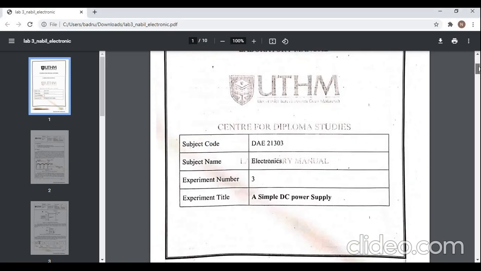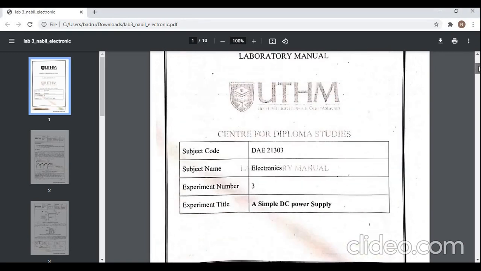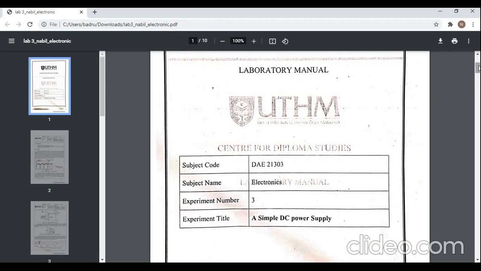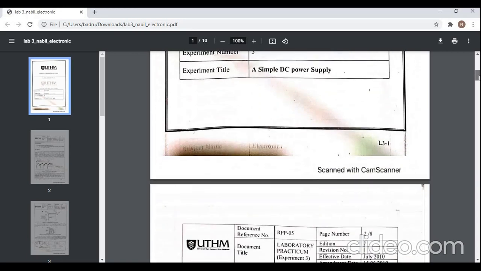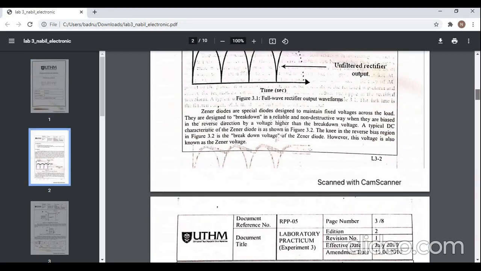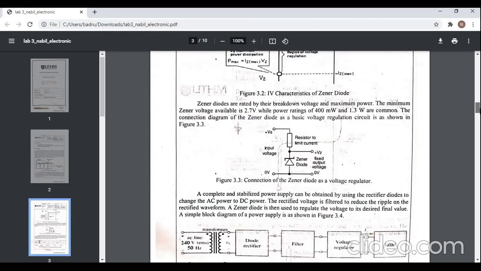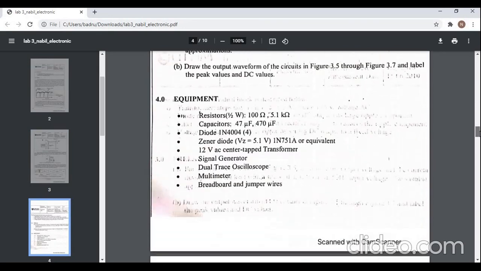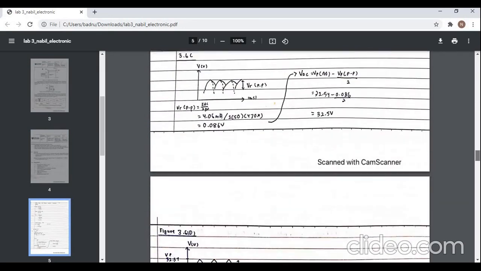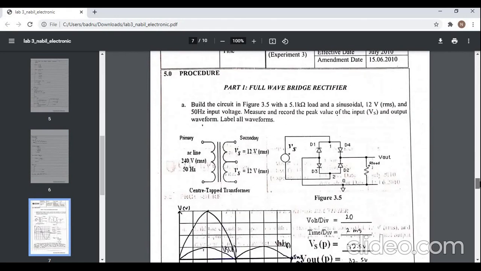Lab 4 bagi elektronik. Dan pada lab 3 kita punya tajuk adalah a simple DC power supply. Okey. Kita teruskan dengan soalan dia bagi prosedur. Kita akan belajar full wave bridge rectifier.